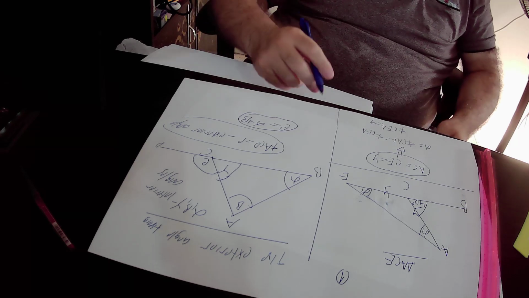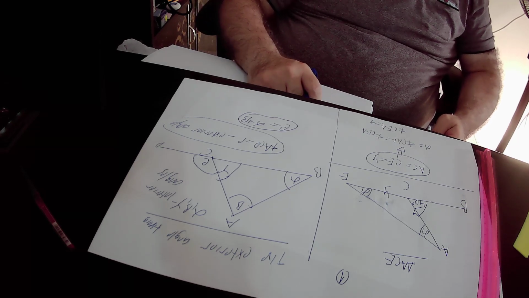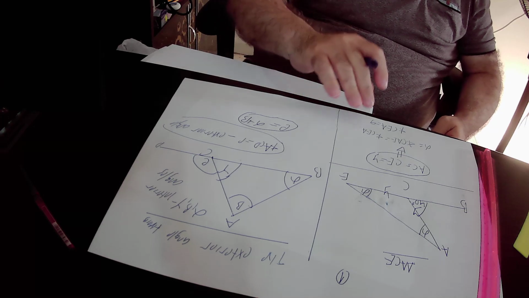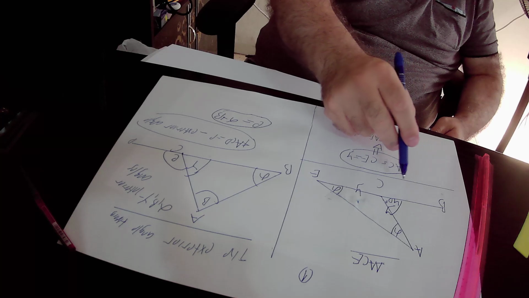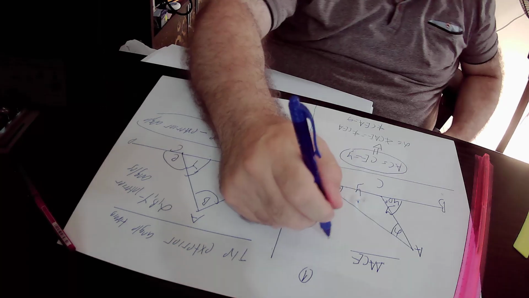Okay, so we implement the exterior angle theorem in triangle ACE. We have the exterior angle ACB.